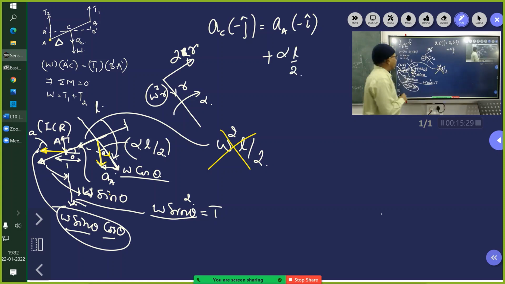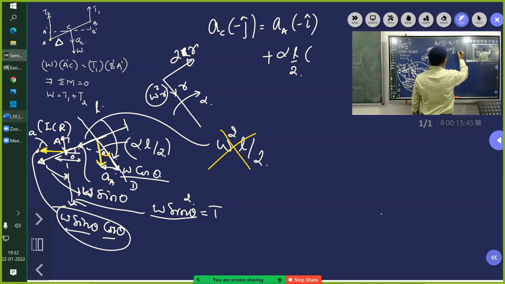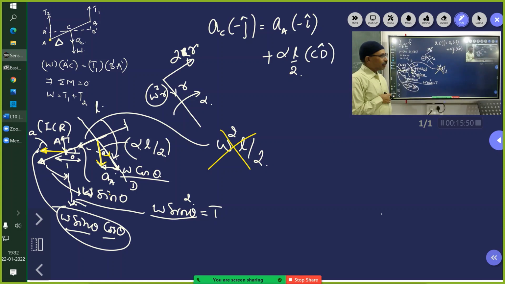Alpha into L by 2, in the theta direction. We can't write it directly. We need to resolve that along the two directions. So I will take this direction to be D, and I will write it as CD cap. See, this point is C and somewhere along this line I have taken this point to be D. I wrote CD cap, that's it.